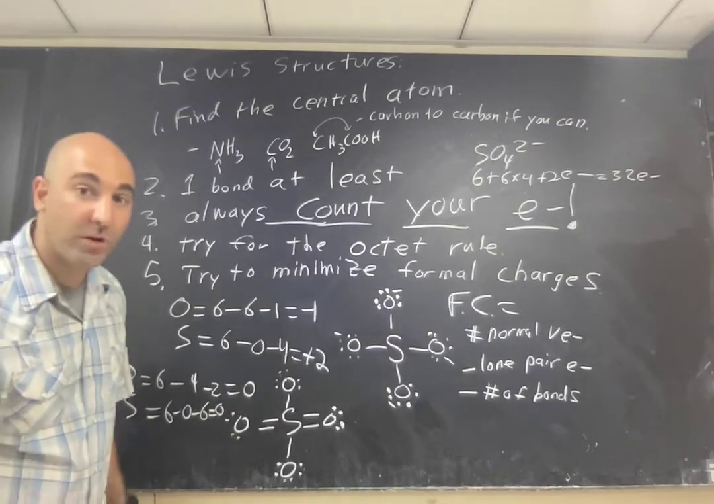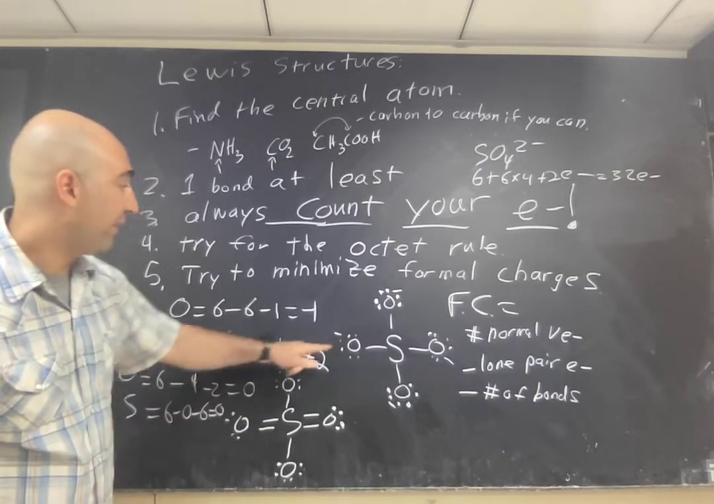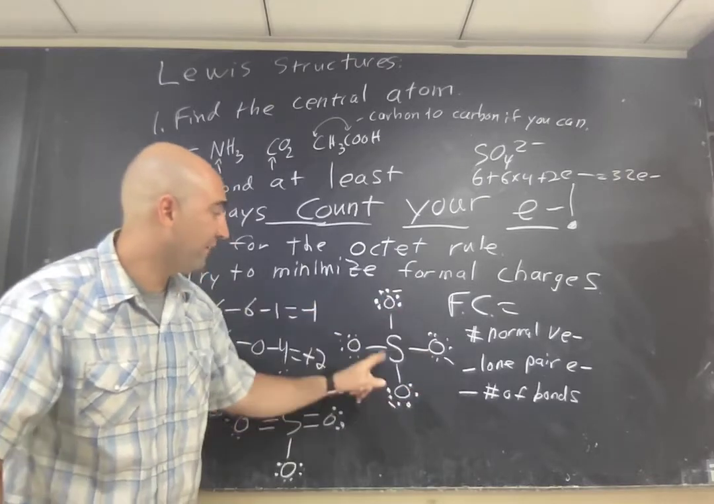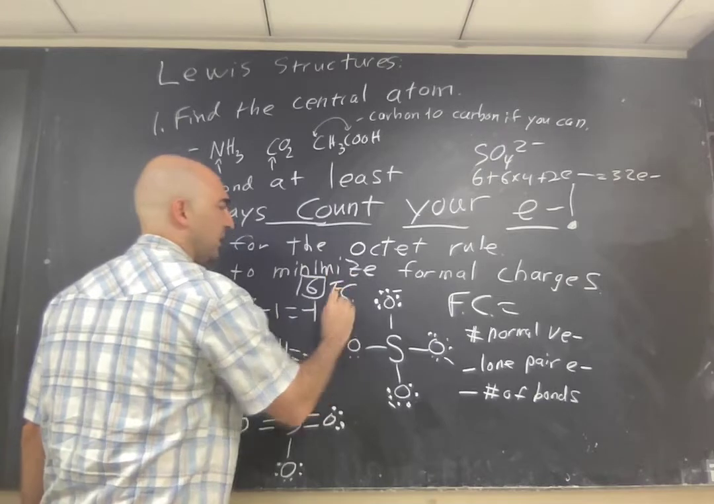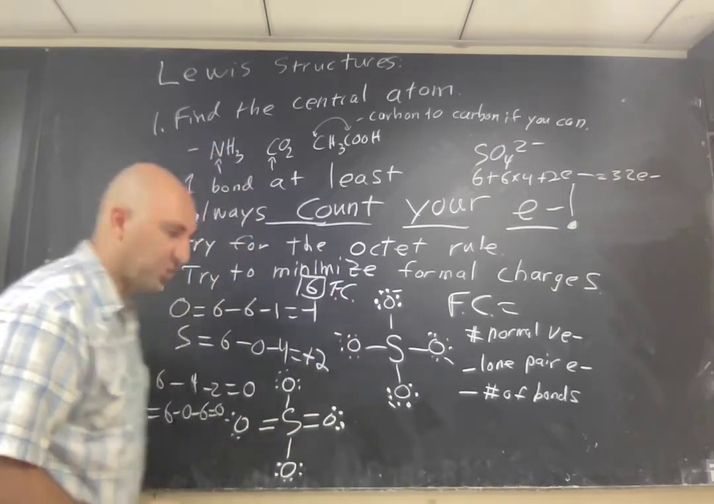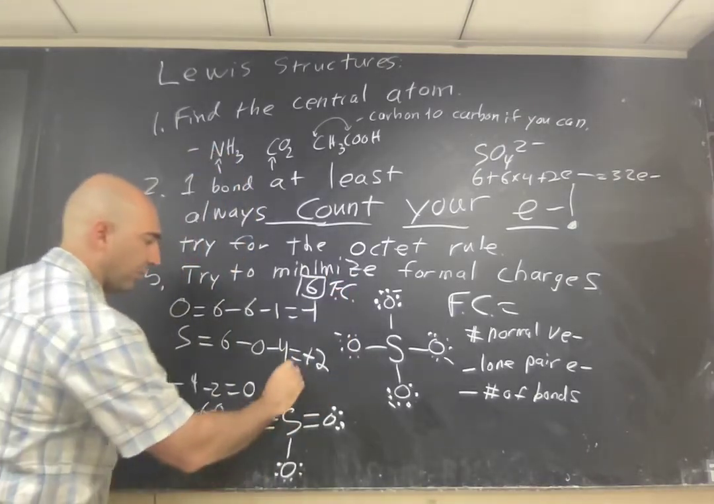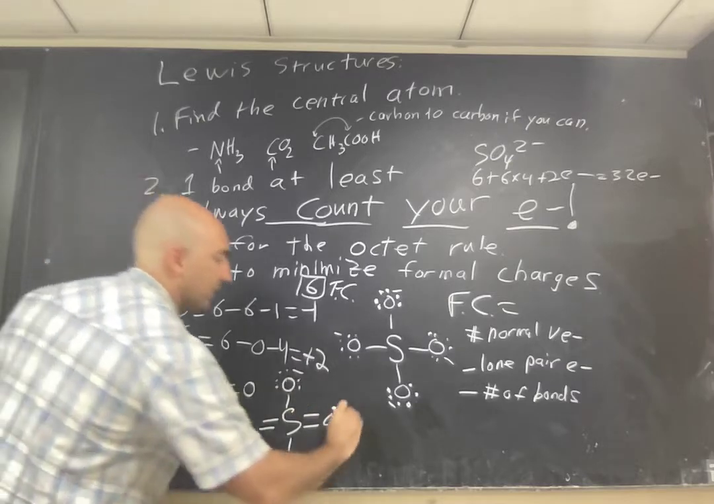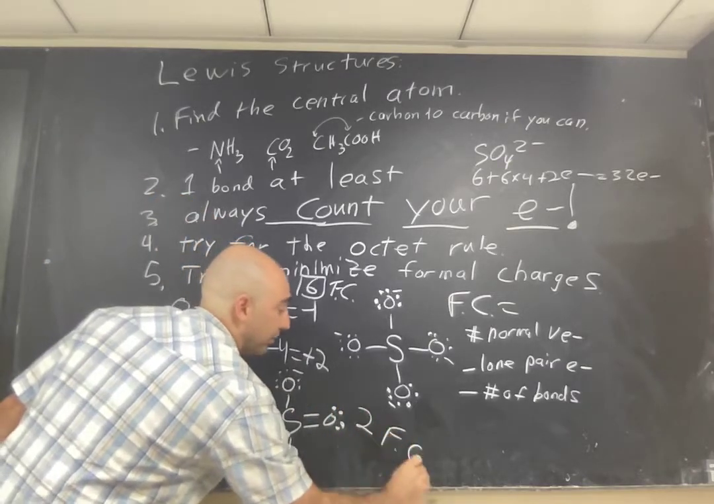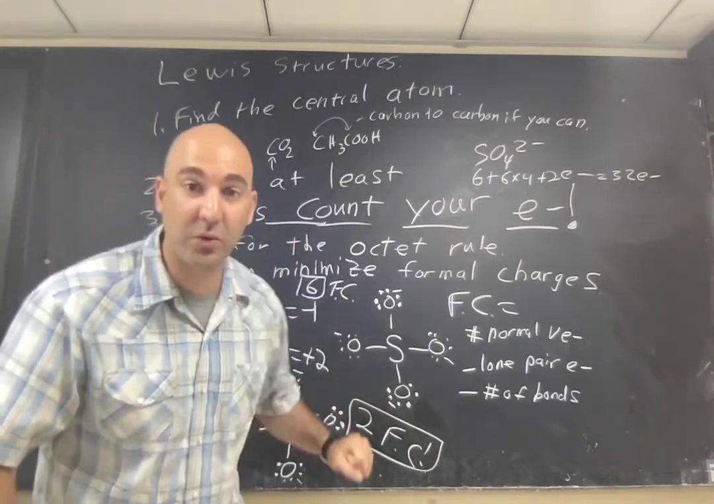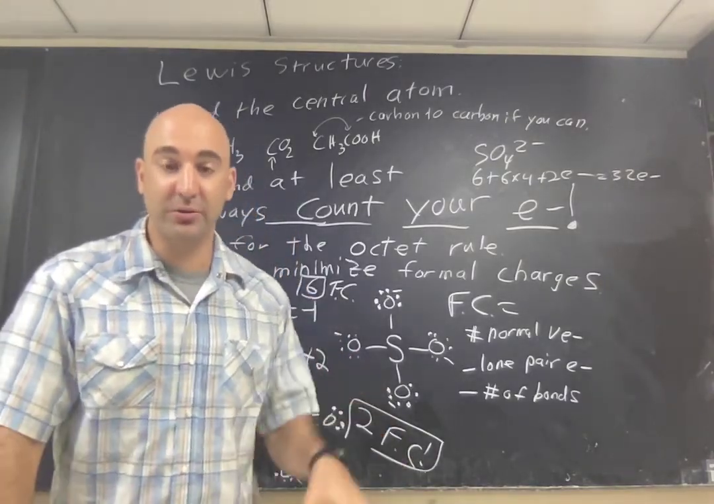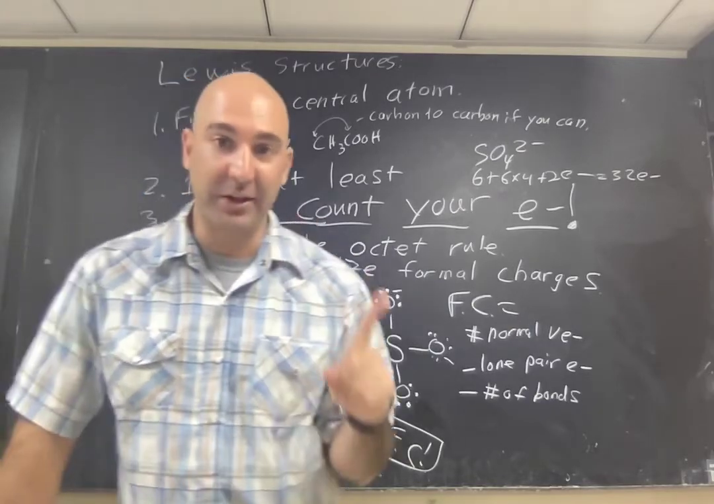So my total number of formal charges went from 1, 2, 3, 4, 5, 6, 6 formal charges, boo, to 1, 2, 2 formal charges. Ding, ding, ding, ding, ding. That is the winner. That's what you want. You want 2 formal charges. Okay, so when you're drawing Lewis structures, you gotta remember there's always going to be 1 bond.